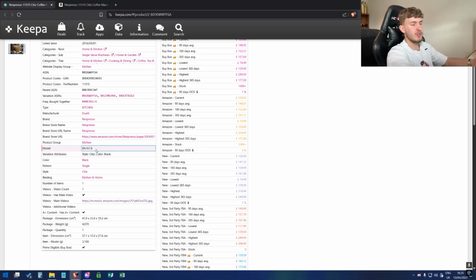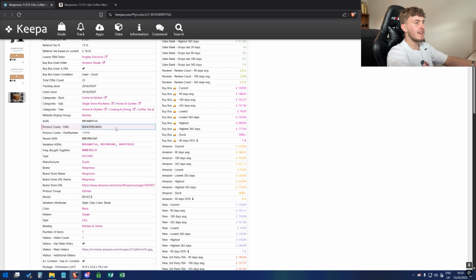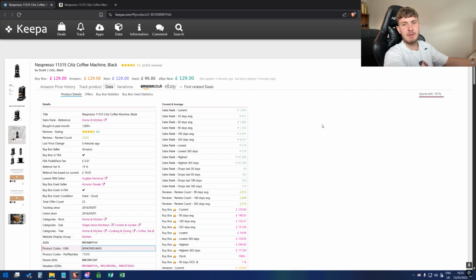I mean, you want to make sure that the model numbers match, the EAN number also matches, as well as any part numbers and stuff like that as well. If it doesn't, probably best to skip over it, because you don't want to be sending the wrong product to Amazon's customers, because yeah, it's just a nightmare.